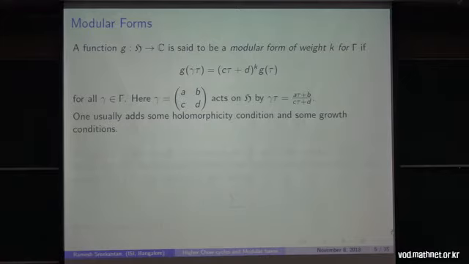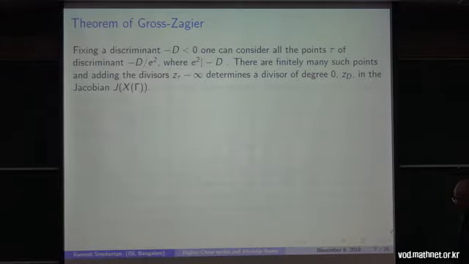Now there's a famous theorem of Gross-Zagier, which dates back to maybe the mid 80s. It says the following. You fix a discriminant d which is less than 0, and you consider all points tau of discriminant d. For a quadratic equation ax squared plus bx plus c equal to 0, the discriminant is b squared minus 4ac. Let's call that d.